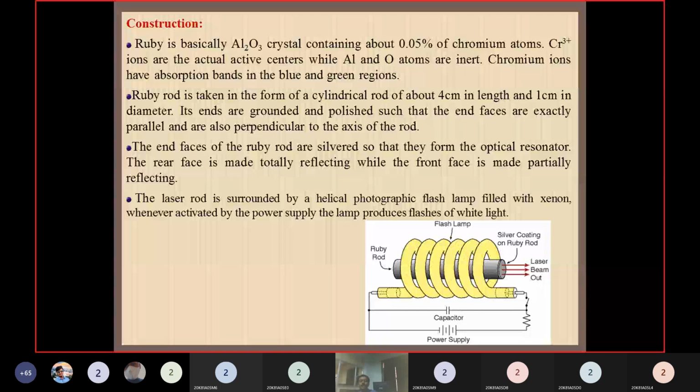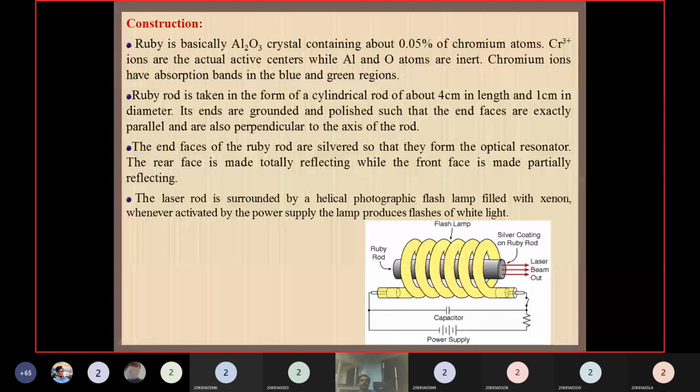And the last one is the xenon flash lamp. Whenever we give the power supply to this xenon flash lamp, it will emit white light. What is the reason it emits white light? Whenever we give the power supply, the xenon atom goes to the excited state. After a few seconds, it comes back to the ground state, and while coming to the ground state, it emits the white light. This is about the construction.